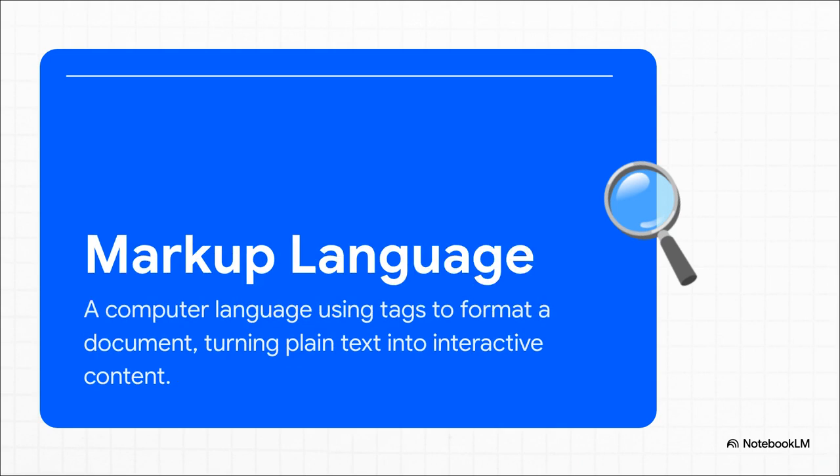Next is markup language. That's the ML part. Now, don't let the word language scare you. This isn't complex programming. Think of it more like a set of instructions. It uses these little markers called tags to tell the web browser how to display stuff. A tag might say, hey, make this text a big headline, or this part is a paragraph, or stick an image right here. It's what transforms a boring plain text file into a visually structured web page.